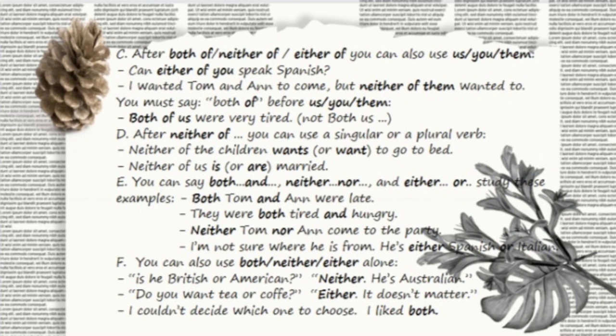The next, F. You can also use both, neither, or either alone. For example, is he British or American? Neither. He is Australian. The other example: do you want tea or coffee? Either. It doesn't matter. I could not decide which one to choose. I like both.